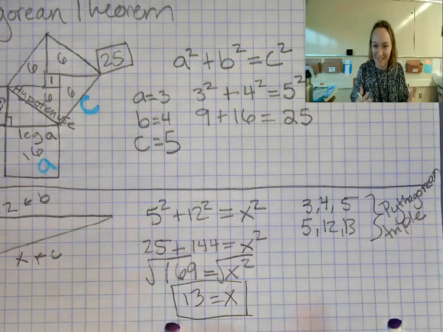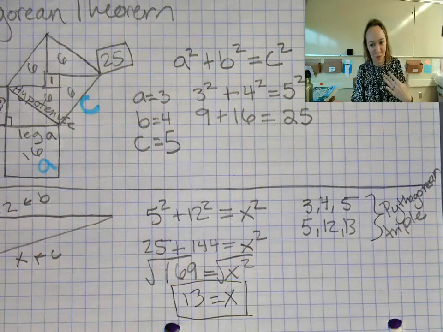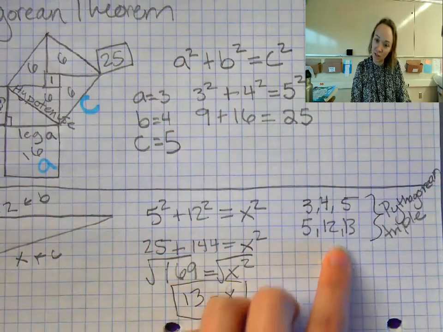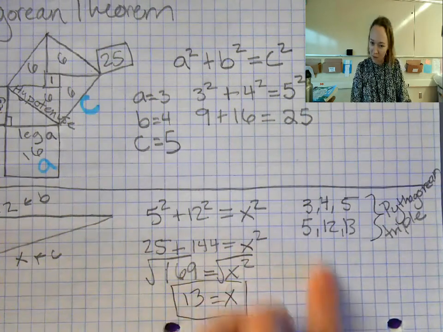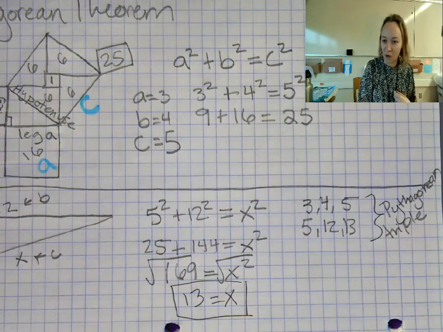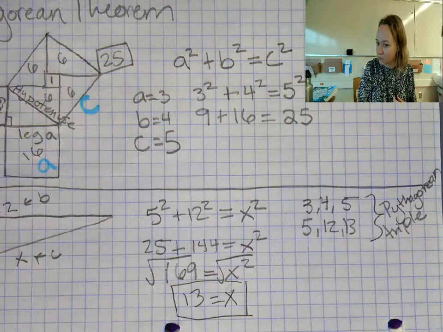So usually it doesn't work out that way, right? Usually we end up with square roots. But sometimes we get beautiful ones like this that work. So as you run across them, you're going to make a little list of your Pythagorean triples to keep track. Now let's try one that's not a Pythagorean triple.